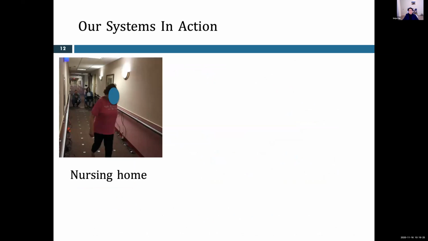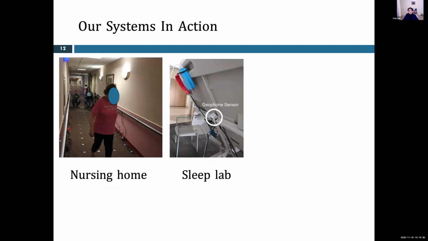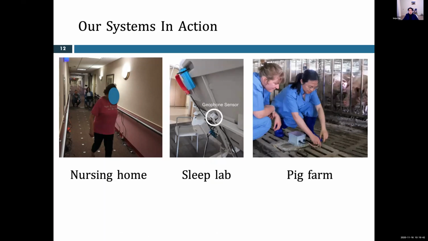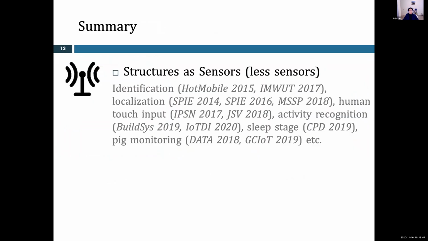Here are some examples of our system working in action, where we set up the system in a nursing home for gait monitoring, in a sleep lab for sleep stage monitoring, and we even put it up in a pig farm to detect pig activity. So in summary, we are able to sense with fewer sensors by understanding the structure properties, understanding the physical knowledge about the structure, and turning the structure into part of the sensor.